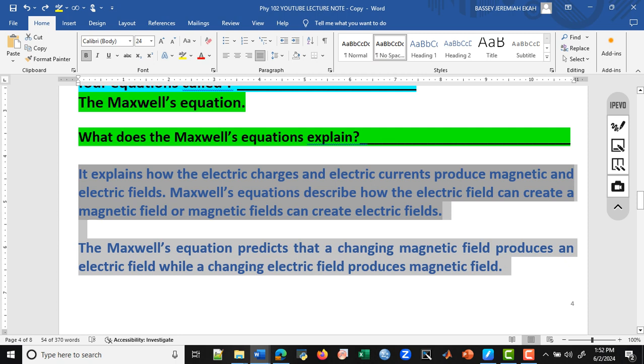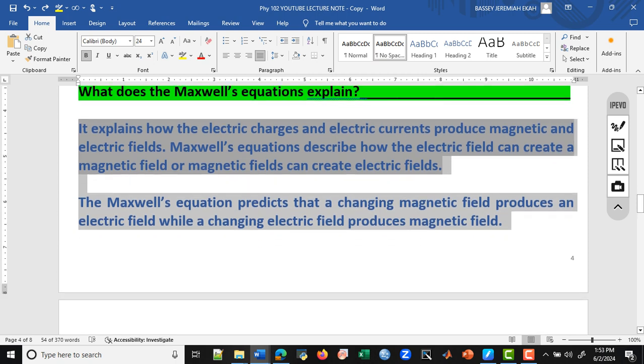So Maxwell's equations also describe how an electric field can create a magnetic field, or how magnetic fields can create electric fields. We can as well say that Maxwell's equations describe how electric and magnetic fields are created and vice versa. The next one says Maxwell's equations predict that a changing magnetic field produces an electric field, while a changing electric field produces a magnetic field.